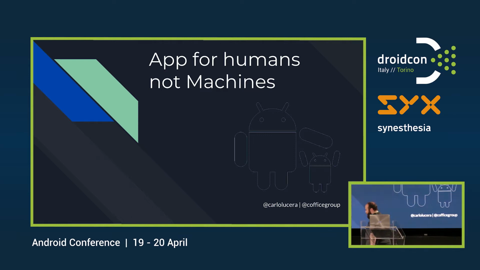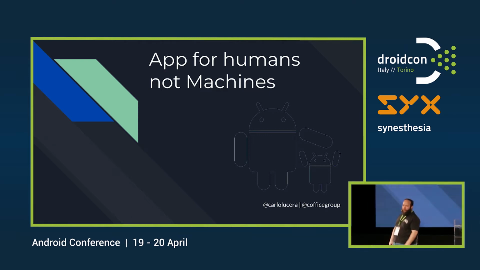Okay, welcome to my talk, Up for Human and Not Machine. In this talk, we will discuss the accessibility options that help the user to use your application. You have already heard about inclusivity design in the last talk. Now we can start. Before we start, something about me.